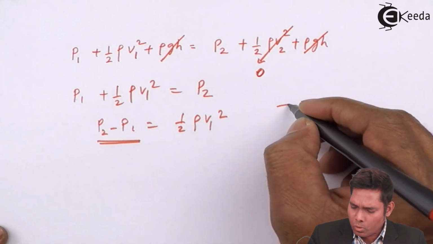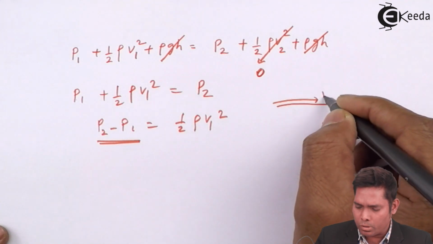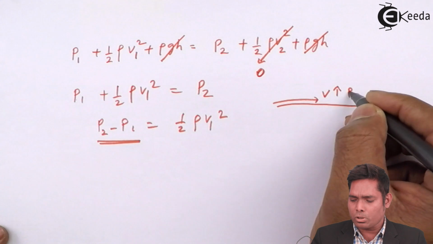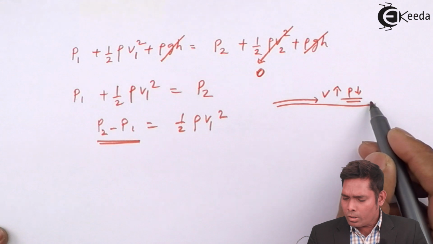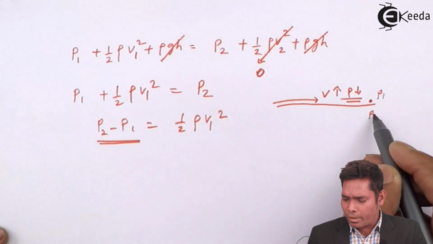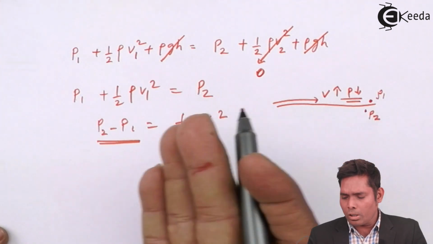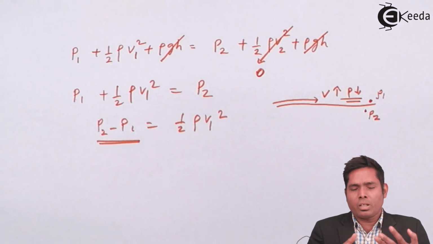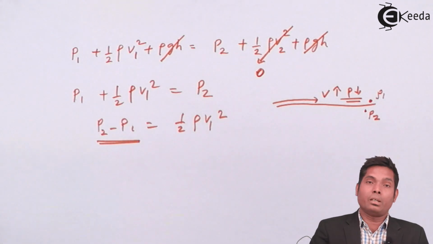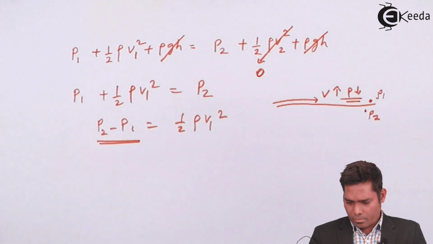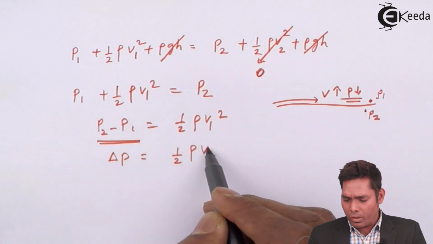We know that on the surface of any solid, if the velocity of the flow increases, then pressure will decrease. Pressure will drop. So for the roof, P1 I have considered here, P2 I consider there, P2 is always greater than P1, so there is more pressure below, so the force will be in the upward direction. So this change in pressure is half rho V1 square.